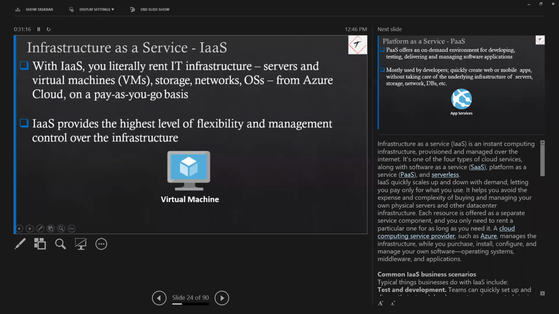So examples of infrastructure as a service. You literally rent the IT infrastructure. So for example, you need virtual machine, storage, network, and operating systems. So you just hire this for a period of time and you only pay as you make use of them. So it is a pay as you go service. This is the highest level of flexibility because everything, including the IT infrastructure, the server management, storage, network, is managed.